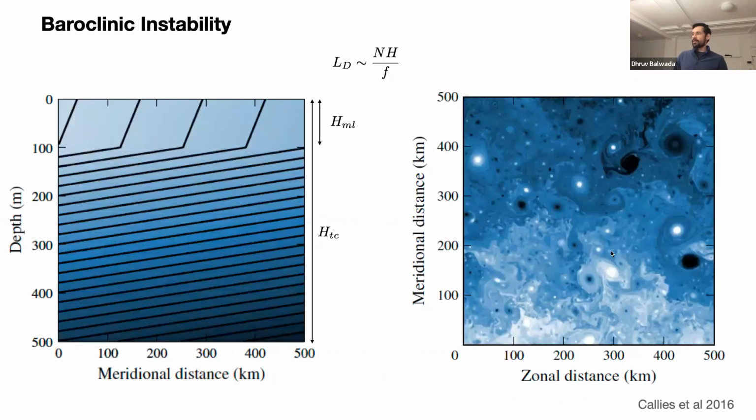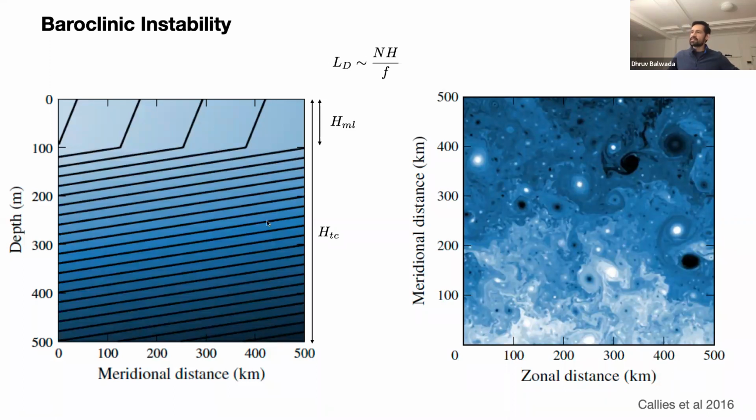Going forward, I know that some people here may not be oceanographers, and I just wanted to introduce one instability, called baroclinic instability, that we often think about in the ocean. These schematics and visualizations are from a paper by Jörn Callies in 2016.